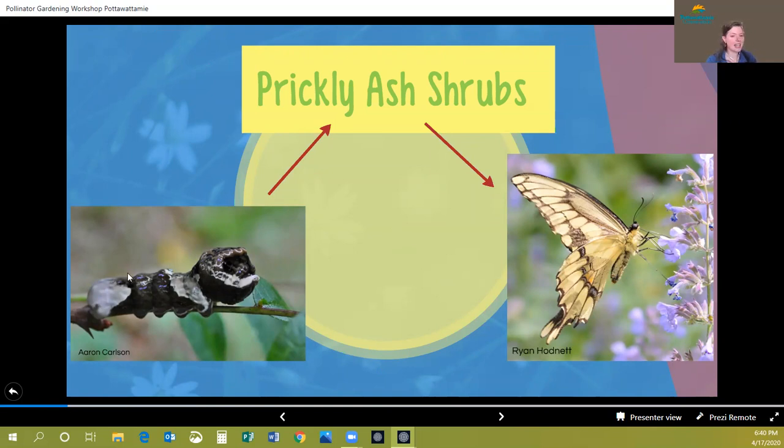So this caterpillar is really funny. It's actually camouflaged to look like a bird poop, which I think is hilarious. It works great for the caterpillar, because who wants to eat bird poop, right?